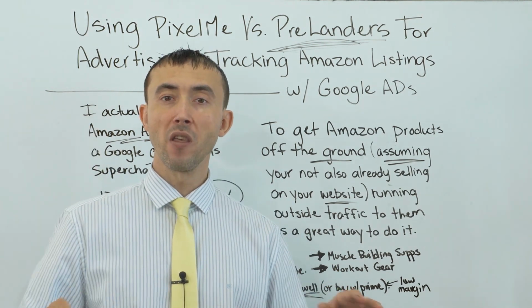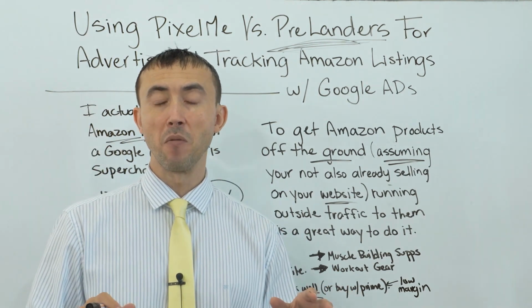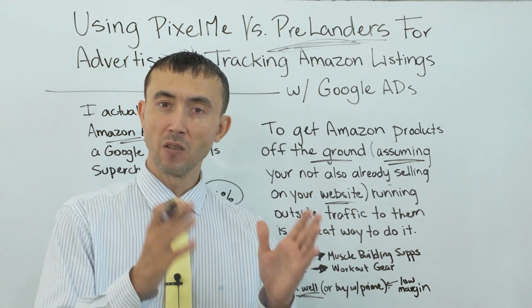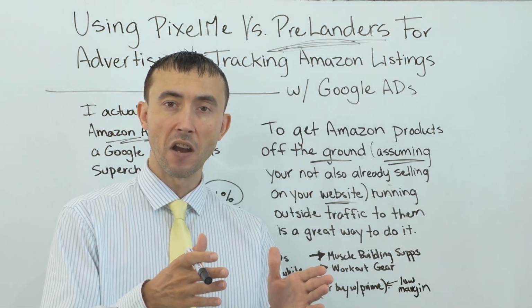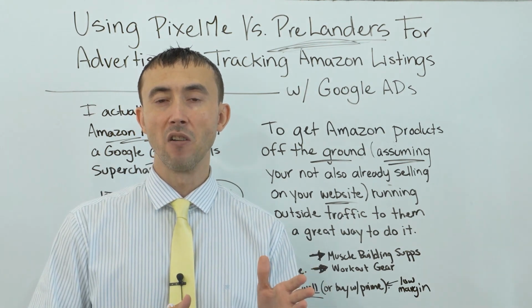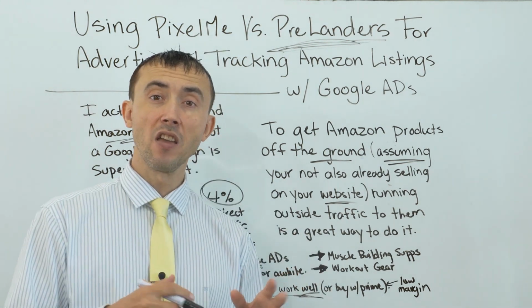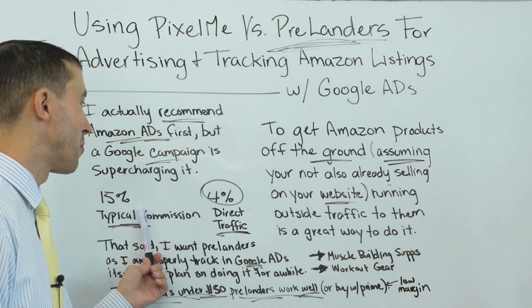But if there's no human interaction whatsoever and it's a cheap item and people don't have to think about it very much, they're going to tend to want to buy it on Amazon. So I'm going to use the pre-landing page approach there, and I'm going to try to drive them to Amazon to check out, because most people are going to want to do that, even when I've got to pay my 15% commission.